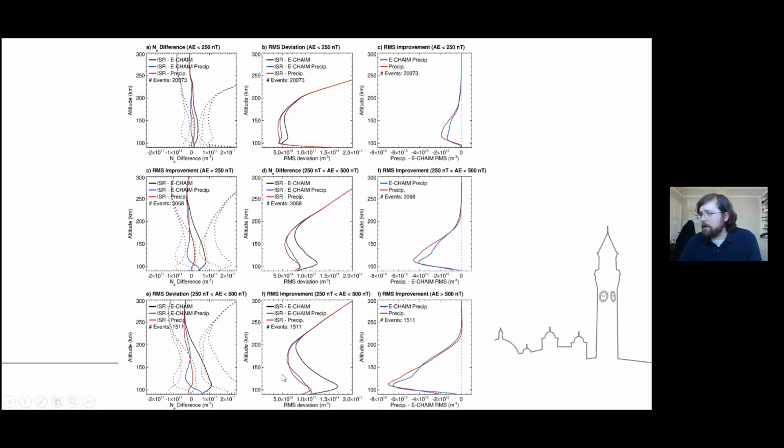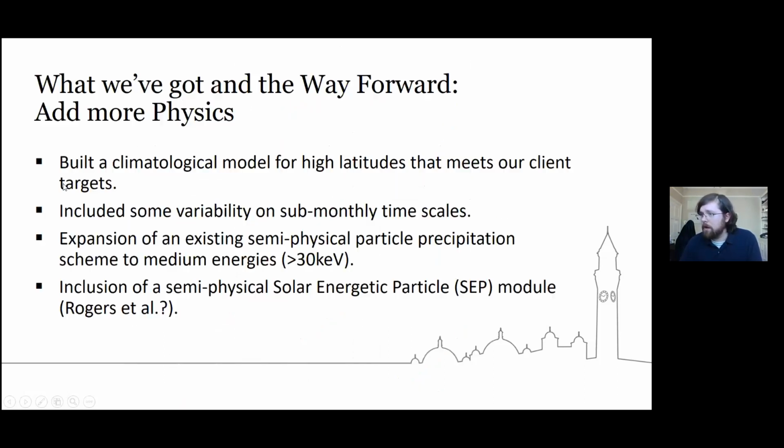So in general, we get a significant improvement in our performance at E-region altitudes by incorporating a fairly simple precipitation scheme into the model. Ultimately, we've built a climatological model for high latitudes that meets our client targets, and we've added in a bunch of other smaller quality of life improvements to the model to try and squeeze out as much performance as we can possibly get from these really rather simple empirical methods.